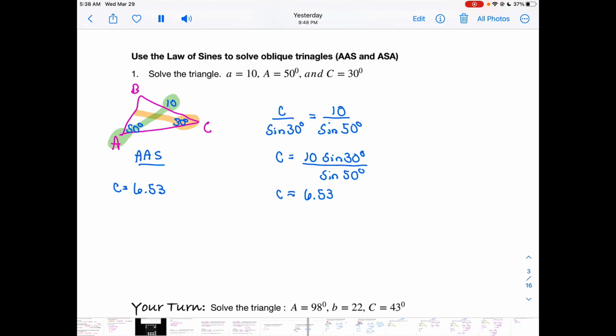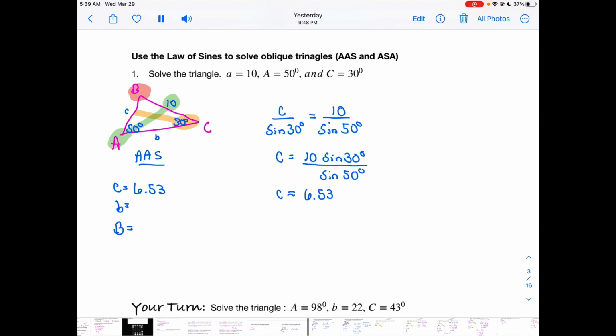What I want you to do on these problems, because there's going to be a couple work areas, I want you to make a little box for all your answers. So in order to solve this, I have side C, side B, and angle B. Next, I will solve for the angle B.